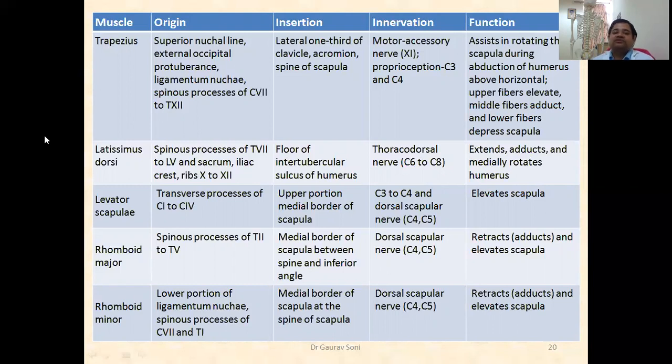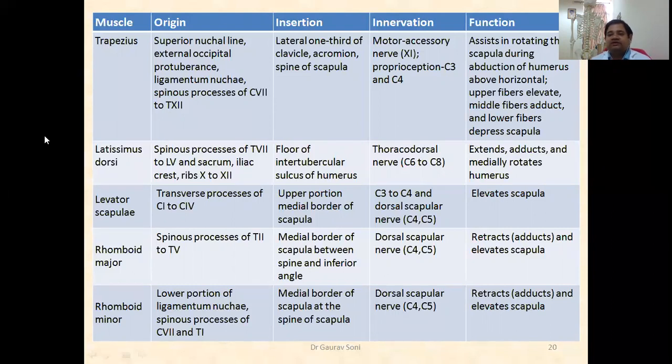It arises from the transverse processes of C4 to C7. Remember, transverse processes, again and again I am telling you: if this is the vertebra, these are the transverse processes, which are at 90 degrees to the spinous process. They are inserted on the upper portion of the medial border of the scapula. The nerve supply is the dorsal scapular nerve. As the name suggests, it elevates the scapula.